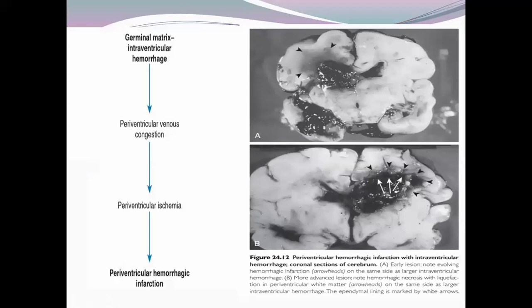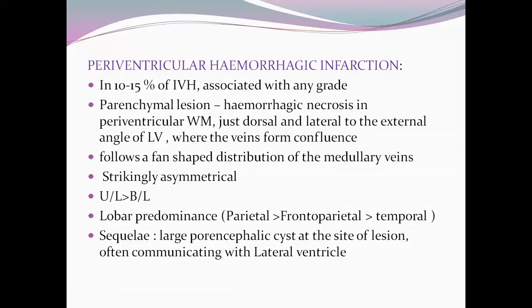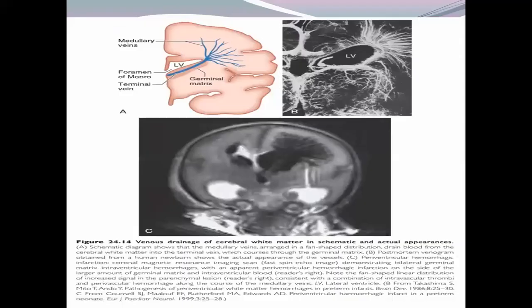It follows a fan-shaped distribution of the medullary veins, and here you can see the medullary veins, and this area is involved in periventricular hemorrhagic infarction. And this is strikingly asymmetrical, mostly unilateral, and has a lower predominance with parietal more than frontoparietal and temporal. And the germinal matrix hemorrhage causes periventricular venous congestion, leading to periventricular ischemia, finally ending up in hemorrhagic infarction. So the sequela is a single large porencephalic cyst, as you can see here.